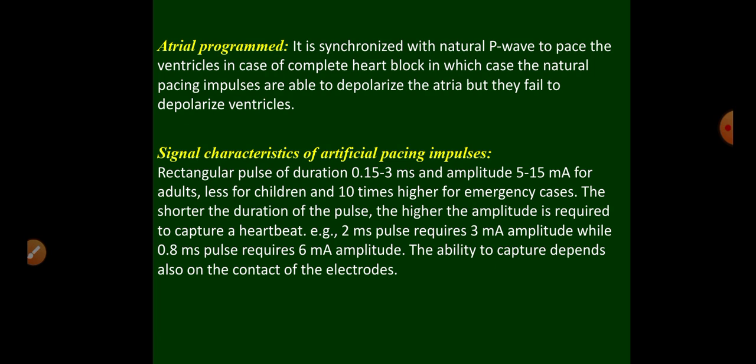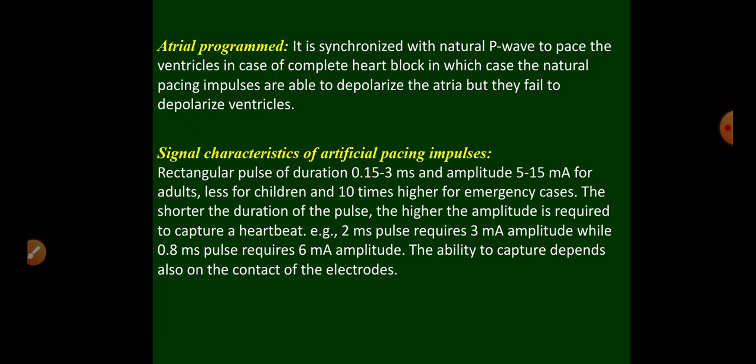Okay, so the signal characteristics of artificial pacing impulses. Basically, the impulses generated by your pacemaker are rectangular pulses of duration 0.15 to 3 milliseconds and amplitude of 5 to 15 milliamperes for adults, and the range is less for children and 10 times higher for emergency cases.